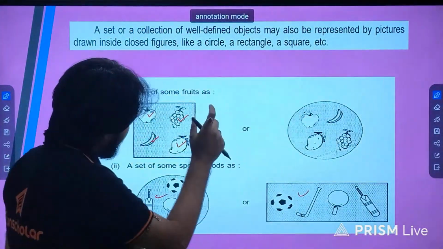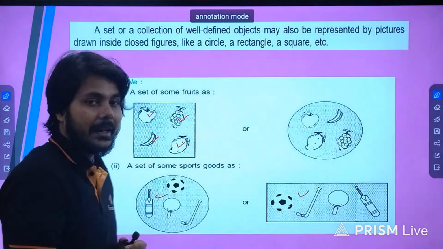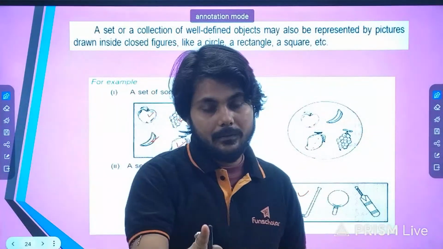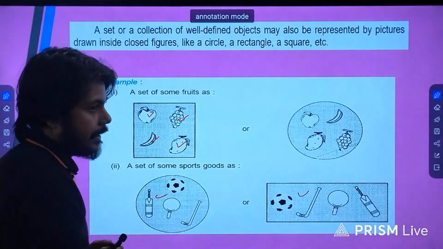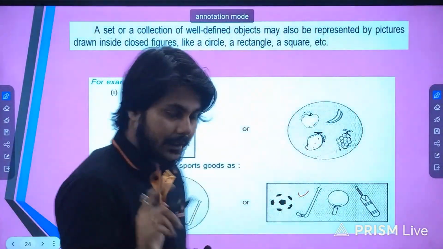Okay, these figures or these pictures must be enclosed within a figure. Circle, rectangle, square, triangle, it doesn't matter, okay.